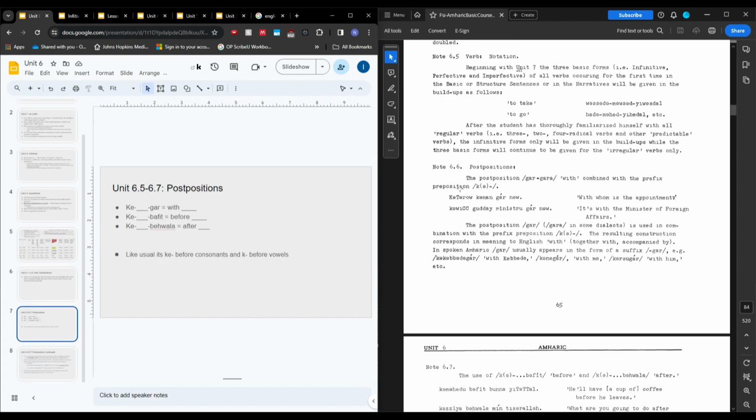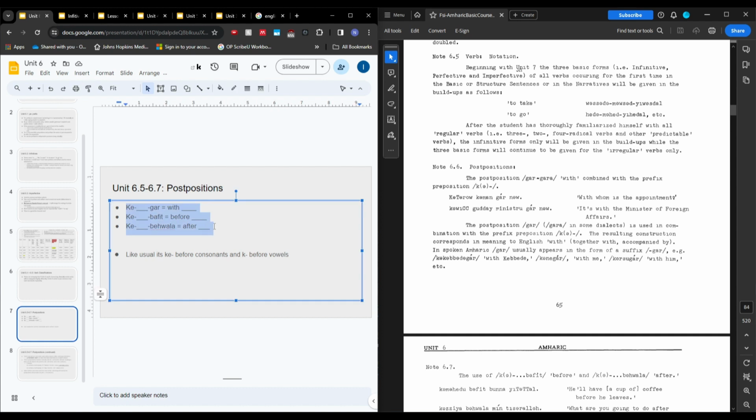6.6 postpositions. Luckily, these are much easier than what they may seem like. Here are the postpositions. If you have ke before a word and then God after it, it means with that word. If you have ke before a word and then bafit after that word, it means before whatever it is. And then if you have ke before a word and then behwala after, it means after blank. So it's a lot easier than what it looks.